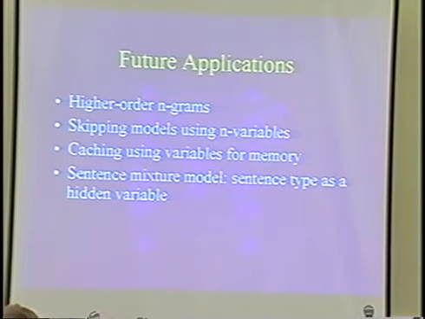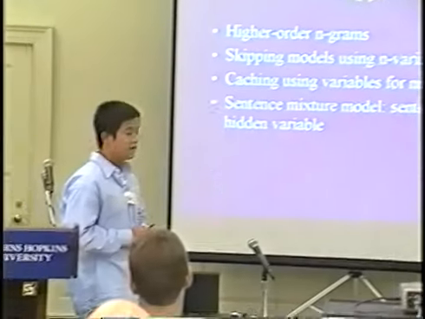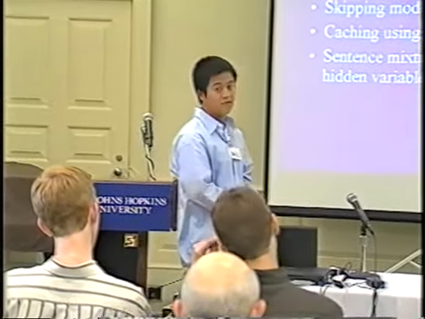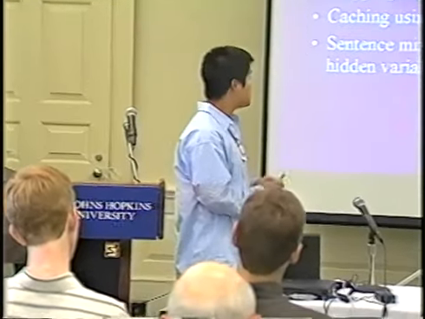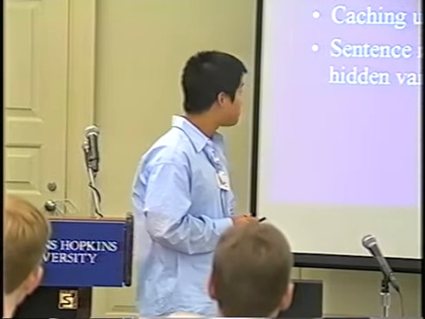Skipping models. Skipping models basically are ignoring some of the history words, which is what we were kind of doing when we ignored silence previously. So skipping models is another idea. Caching. You can also cache and use variables for memory at each time frame. And also sentence mixture models. Sentence mixture models basically change between different language models based on the type of sentence that you see. So sentence type can be a hidden variable in the structure, and we can condition on that. And that's it.